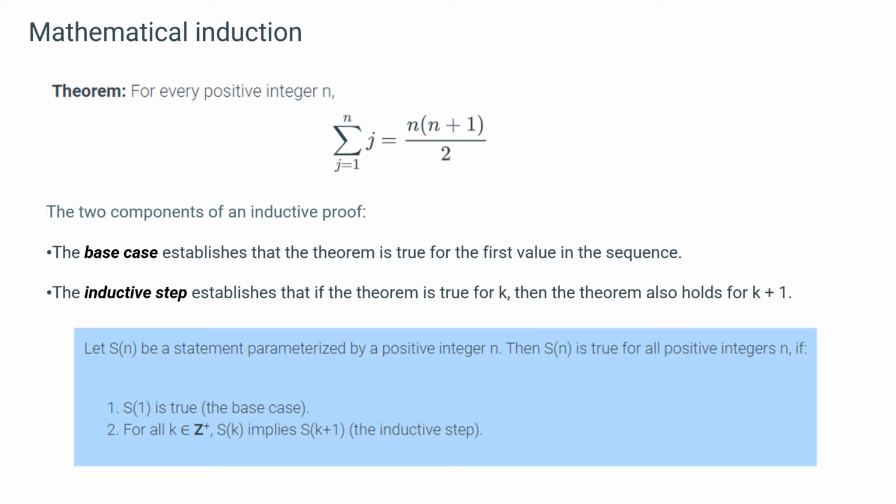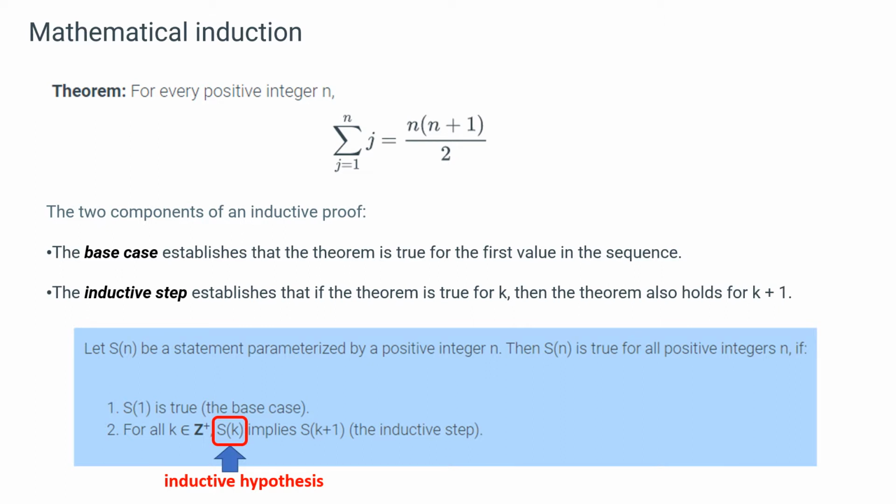And then 2, for all k in the positive integers, S of k implies S of k plus 1. Again, meaning if we assume it's true for n equals k, then we try to see if we can prove that it's also true for S of k plus 1. And if we can prove that, along with that base case, then those two together make the case for that statement to be true.